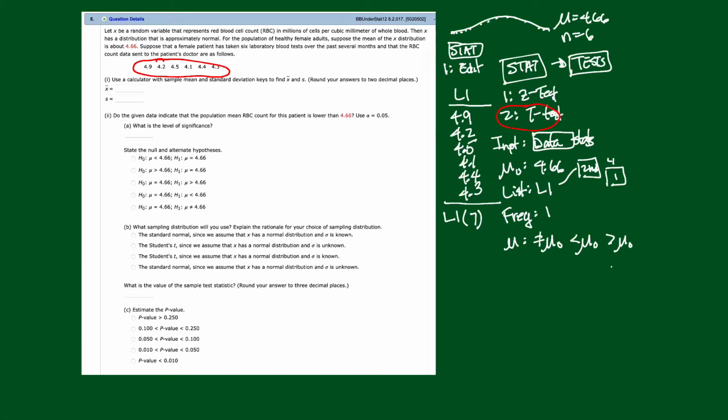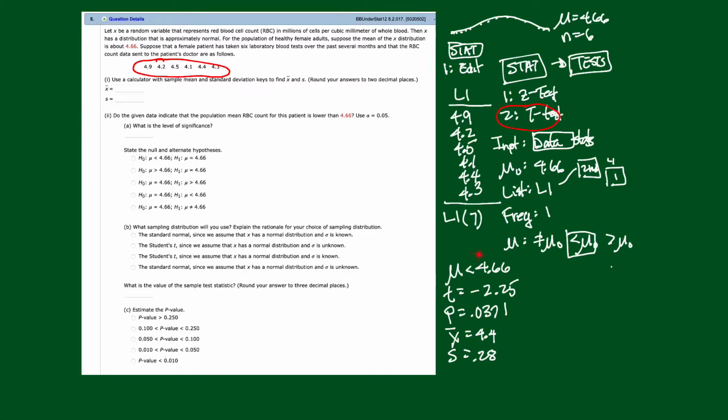And now what are we going to put in here? Well, look down here to see what they're telling us. What they want to know, in part 2, is: do the given data indicate that the population RBCC is lower? So they want to know, is there enough evidence to claim that it's lower than that 4.66? Lower tells us we're going to select that the mean is less than 4.66. So put your cursor on this one right here, select that one, press enter, go down to Calculate, and then lots of stuff comes up.